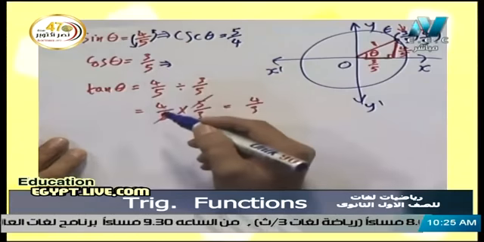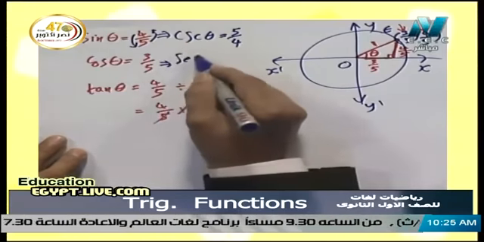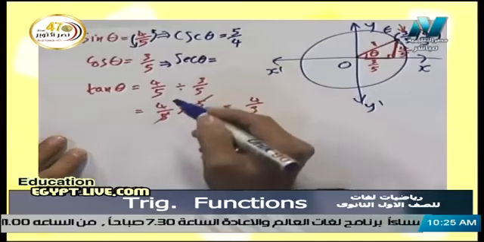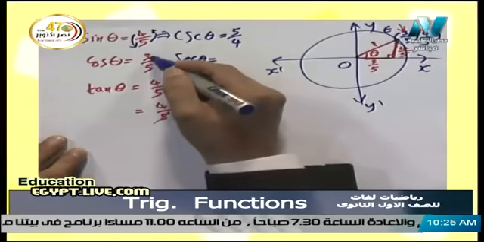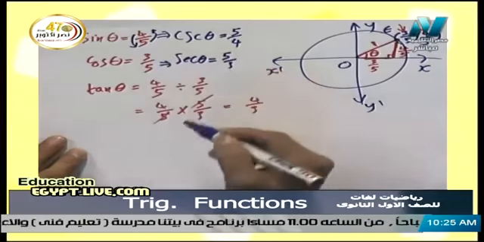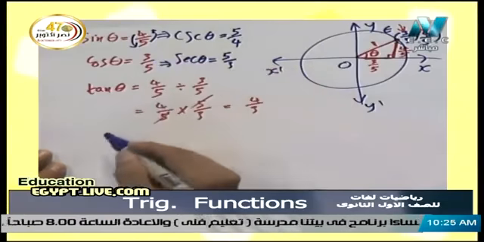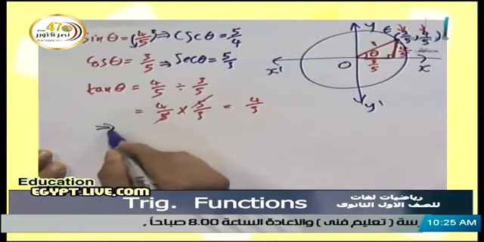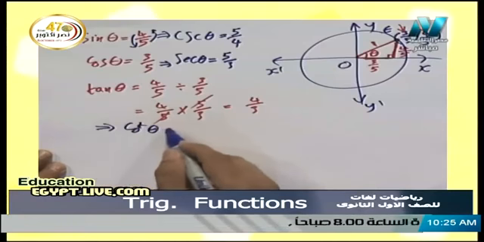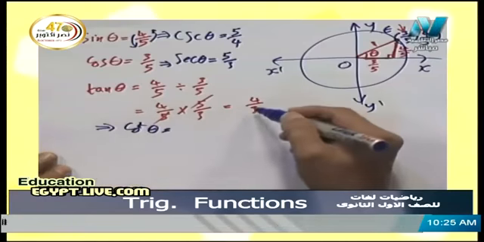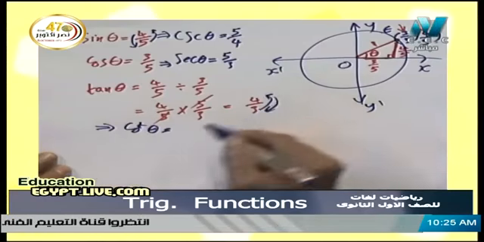The reciprocal of cosine theta is sec. Keep with me, my dear students. Sec theta equals 5 over 3. The reciprocal of tan theta here will be cotan theta, and it will be 3 over 4.